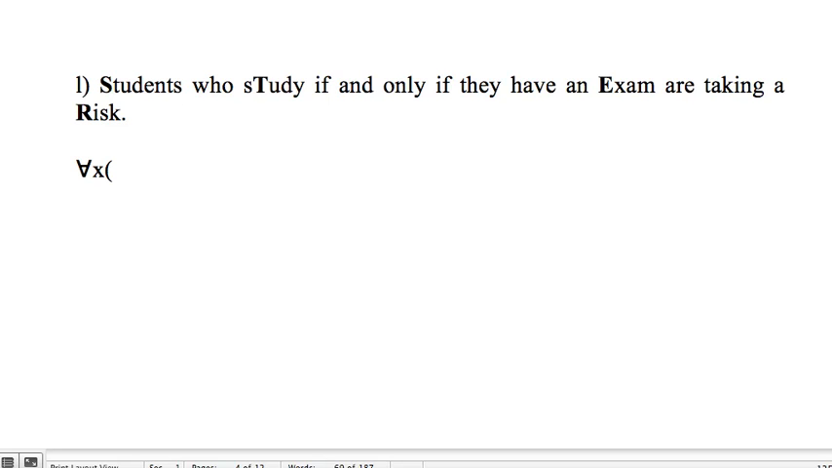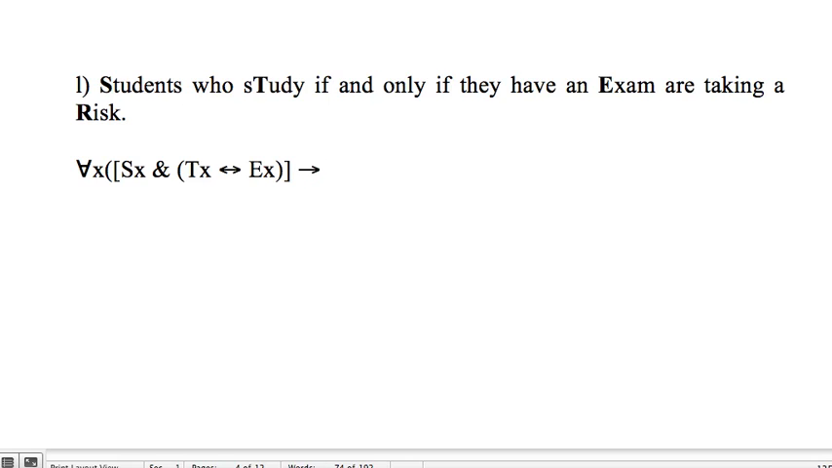We need to figure out what the subject class is, and in English it's easy. It's students who study if and only if they have an exam. We need to convert that into symbols. Well, to be in that class you have to be a student, and the who here is in effect functioning as a conjunction. You have to study if and only if you have an exam. That's the subject.